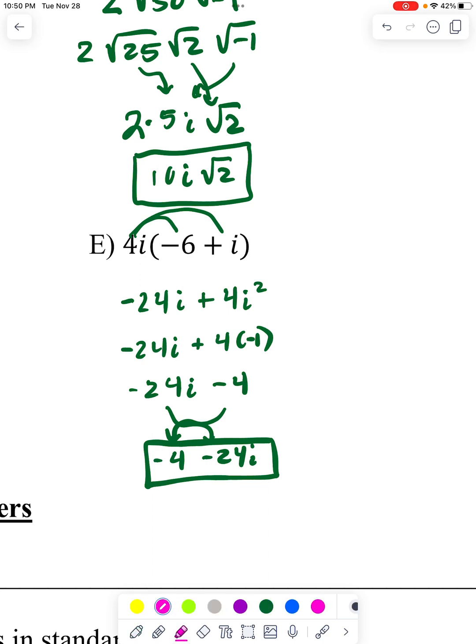So when you get an i squared as a part of a problem, a lot of times in foiling that happens, that i squared gets replaced by a -1, and then it can go ahead and multiply by whatever number it's attached to.